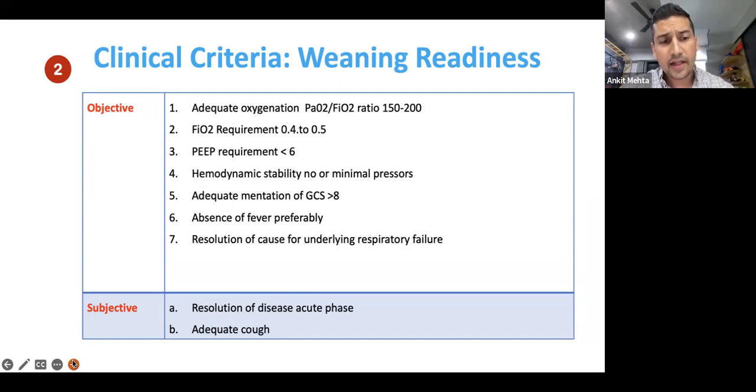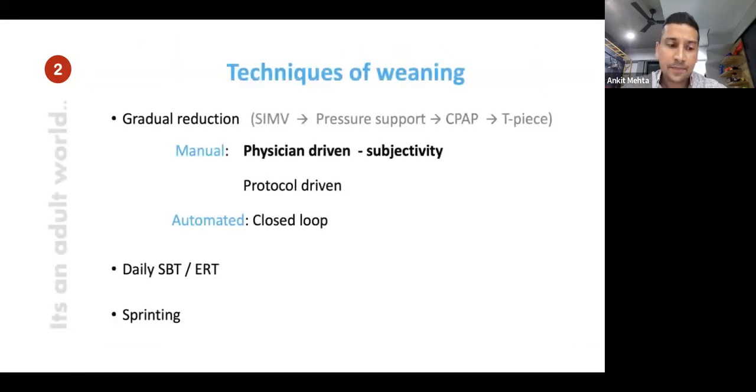It has been proven that if you think every 12 hours whether my patient is ready for weaning or not, it reduces your number of mechanical ventilation days. So this is a very important point. There are a number of techniques of weaning, and it is all about the unit, how you are comfortable with, whatever unit you are getting trained into.